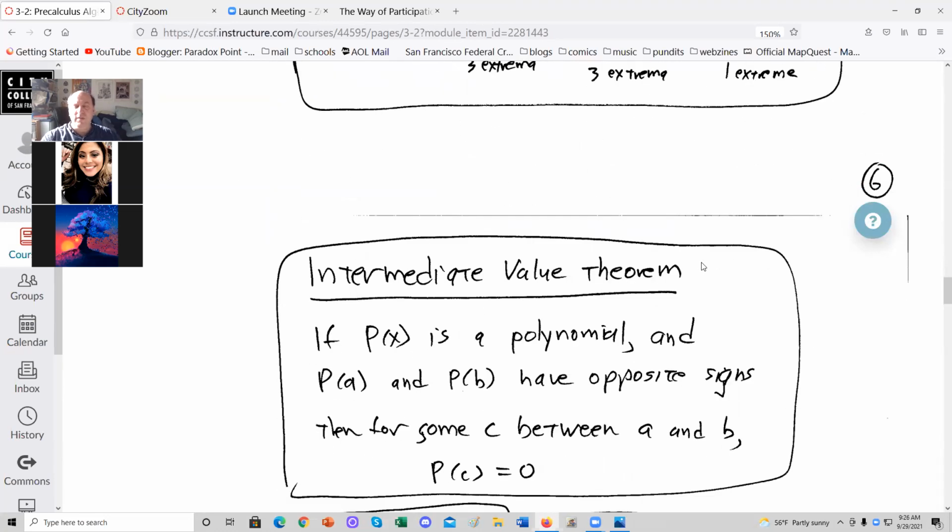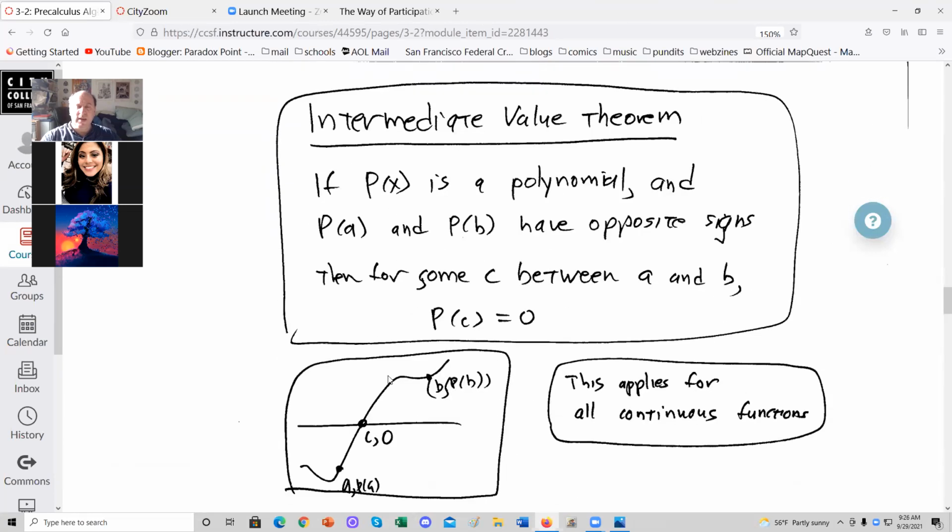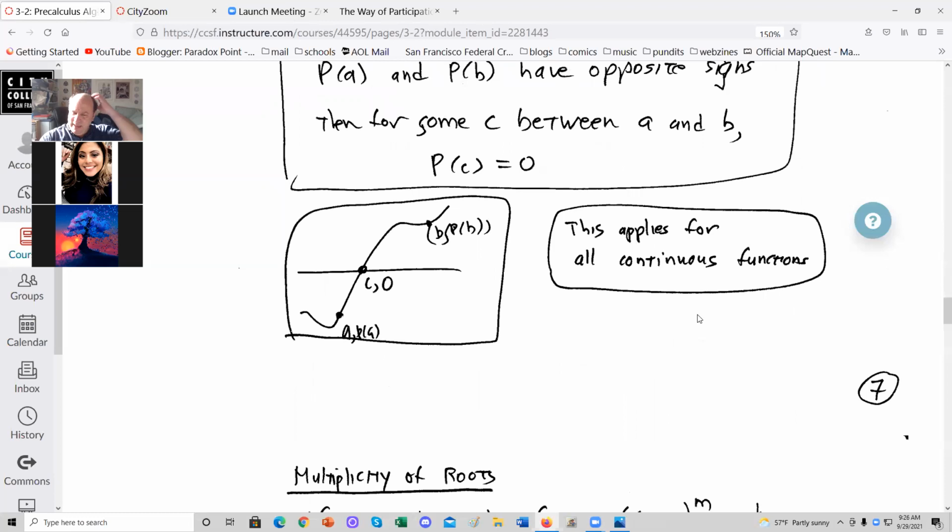There's something called the intermediate value theorem, which says that if P(x) is a polynomial and P(a) and P(b) have opposite sign, then P(c) equals 0 for some value c between a and b. So in other words, we can't go from negative to positive or positive to negative without going through 0. This is true for all polynomials, and it's true for a whole class of functions called continuous. Well, we'll say more about that. Continuous functions include polynomials and sines and cosines and exponentials, but not reciprocals because they're discontinuous at 0.